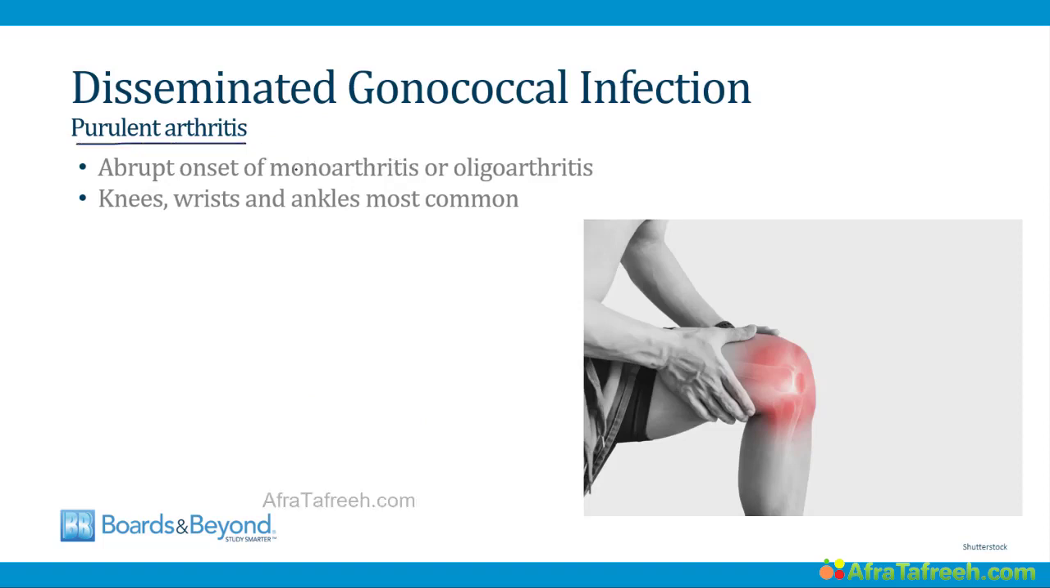At the other end of the spectrum, patients with disseminated gonococcal infection can develop purulent arthritis. These patients present with the abrupt onset of monoarthritis or oligoarthritis. The knees, wrists, and ankles are most common, and so a patient with the abrupt onset of arthritis who is sexually active, you have to consider they could have a disseminated gonococcal infection.